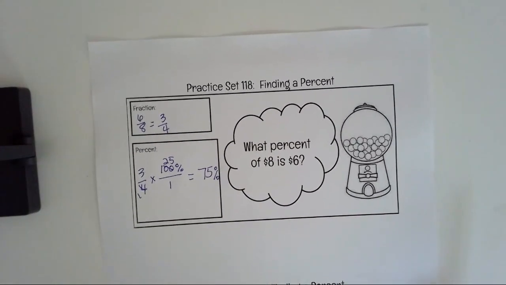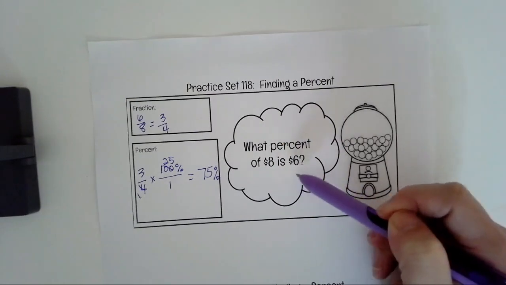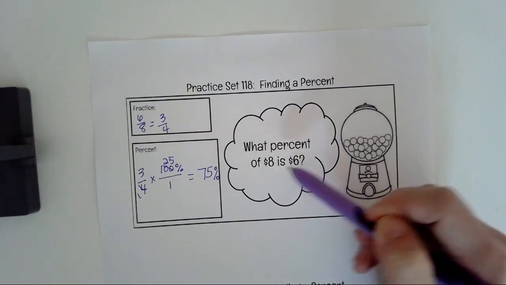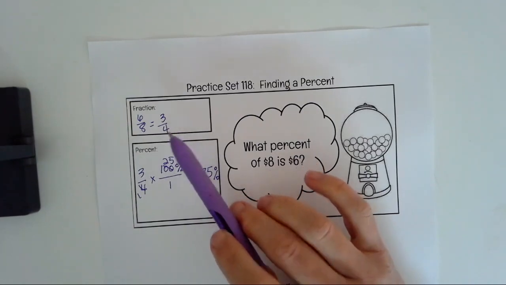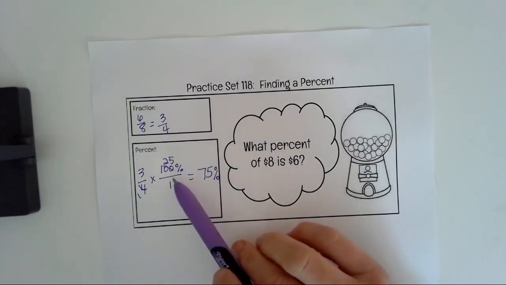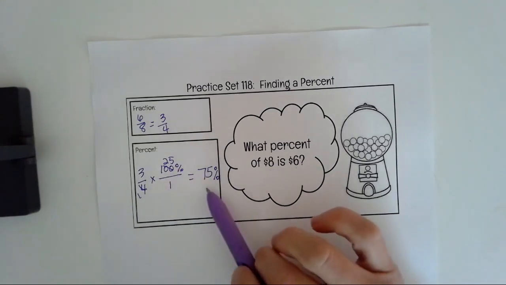What percent of $8 is $6? Again, that same thing, that same order. So we take 6/8, which reduces down to 3/4. 3/4 times 100%. Reduced gives us 75%.